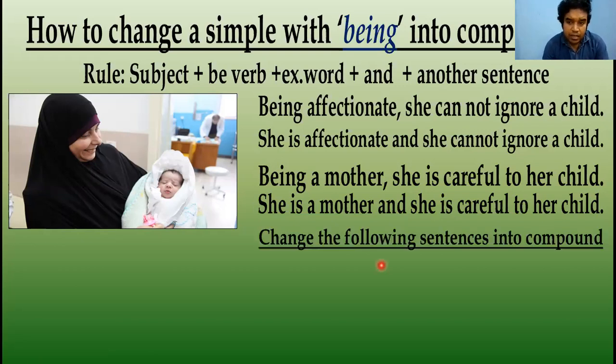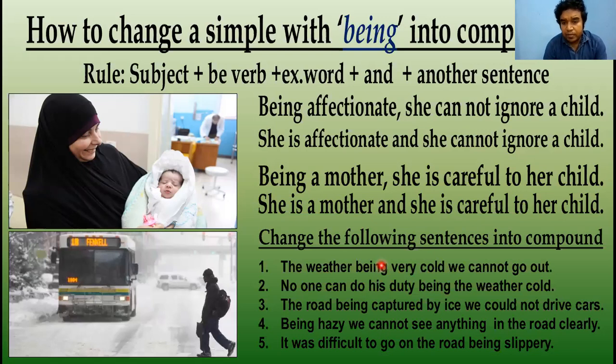Now it's your turn. There are some example exercises. You have to do it by yourself. The weather being very cold, we cannot go out. What will be the answer, dear student? The weather is very cold and we cannot go out. You have to use auxiliary verb in present tense because you can see the last part cannot. Can is suggesting present indefinite tense. That's why you have to take the auxiliary verb is. The weather is very cold and we cannot go out.